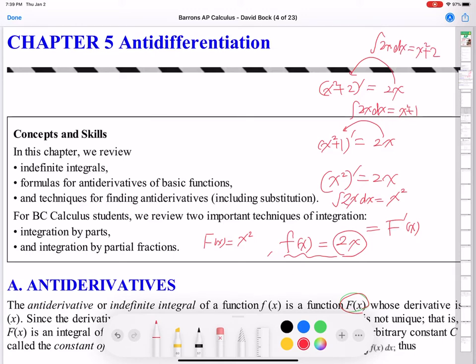So actually any number doesn't matter, right? Plus 0 or plus 1 or plus 2 or plus negative 5. X squared plus any number's derivative is 2x because any number's derivative is 0. So actually what is the integral of 2x dx equal to? The final answer is supposed to be x squared plus c. Any constant is no problem because any number's derivative is going to be 0. We call this c the integral constant. So for indefinite integral of f(x), you always have to put plus c.